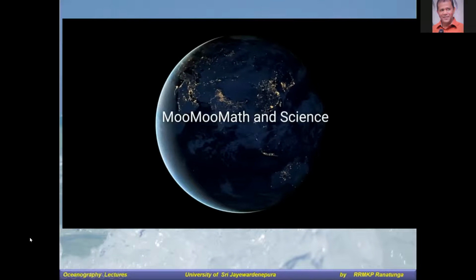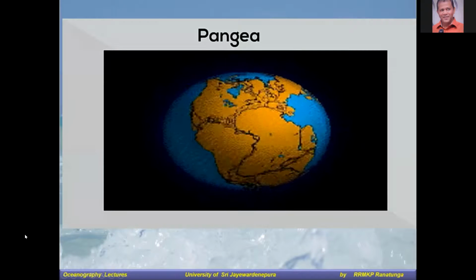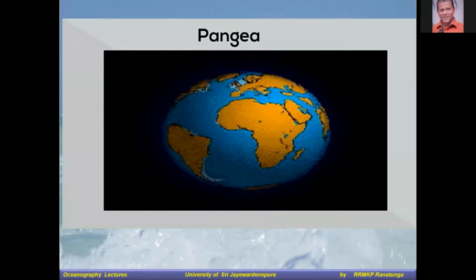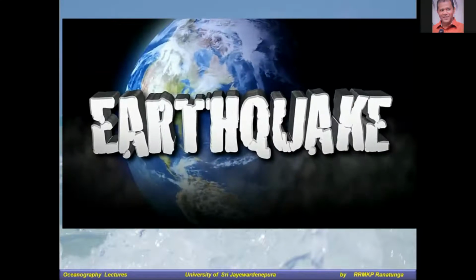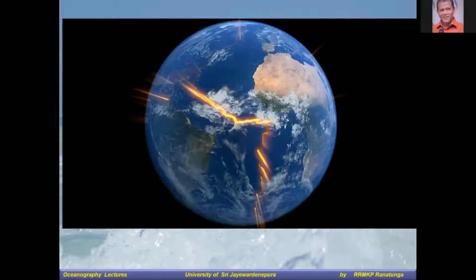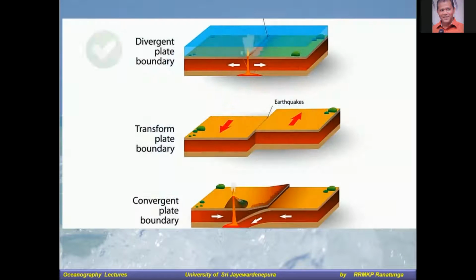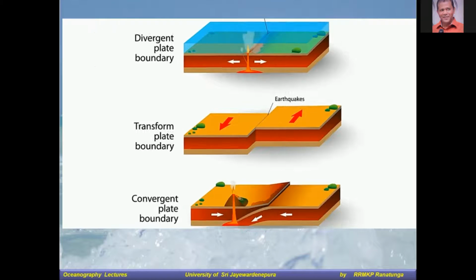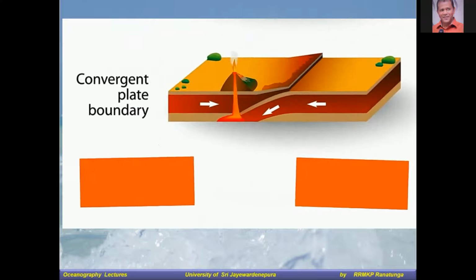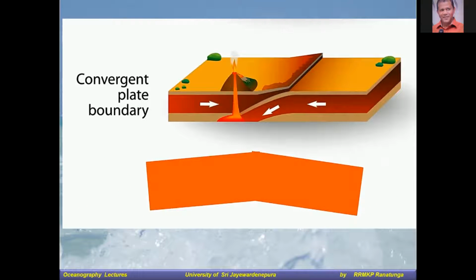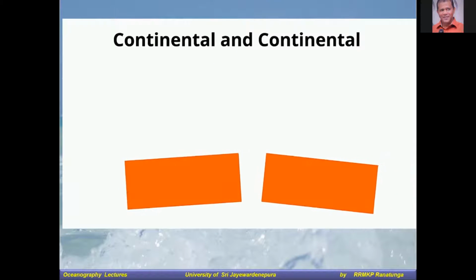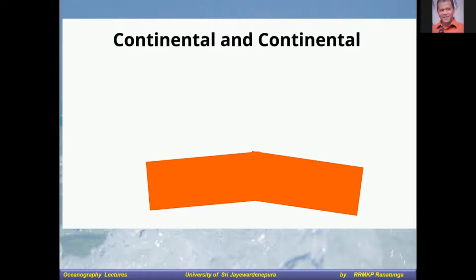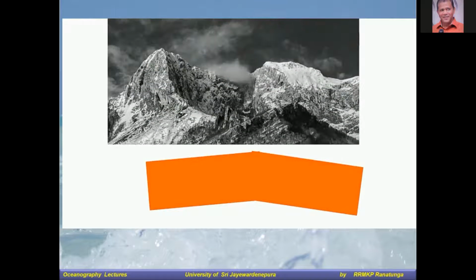Welcome to Moo Math and Science and Plate Boundaries. Some of the most dramatic changes in the Earth's crust, like mountain ranges, new islands, or earthquakes, occur along plate boundaries. There are three types of plate boundaries: divergent boundaries, convergent boundaries, and transform boundaries. Convergent boundaries occur when two plates collide. There are three major types. First is continental to continental. This occurs when two plates of continental crust collide. They buckle and thicken, and this causes mountains to form.